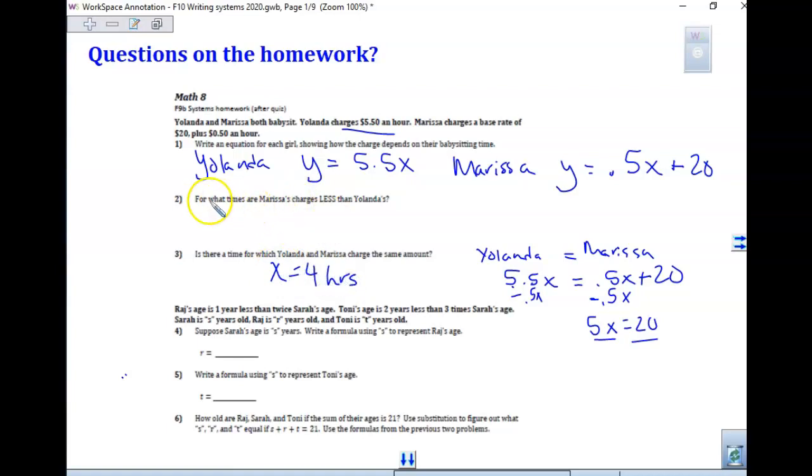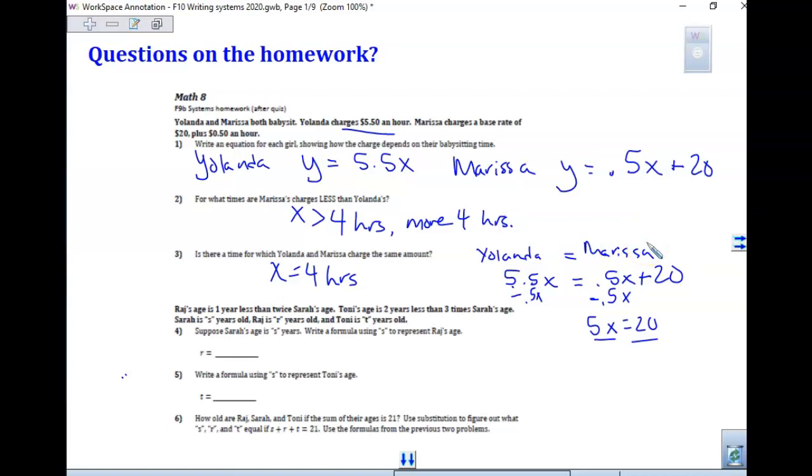Well, this one said, for what times does Marissa charge less? So if we were writing about that, the only thing different would have been when x is greater than 4 hours. So you could have said when there was more than 4 hours. You could have said 5 hours or more, anything along that line.